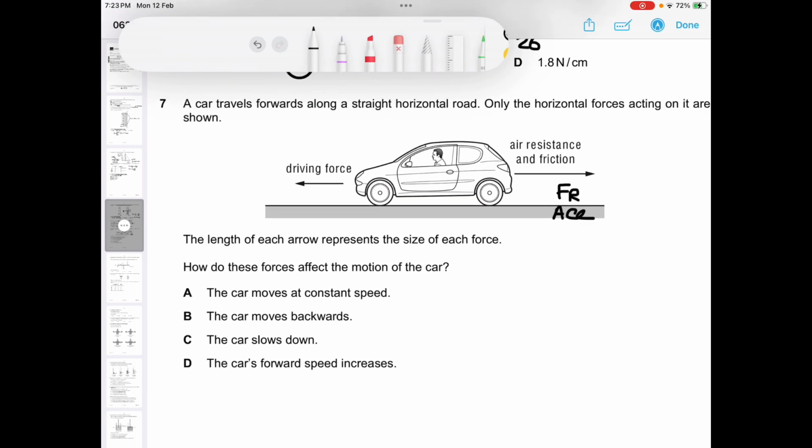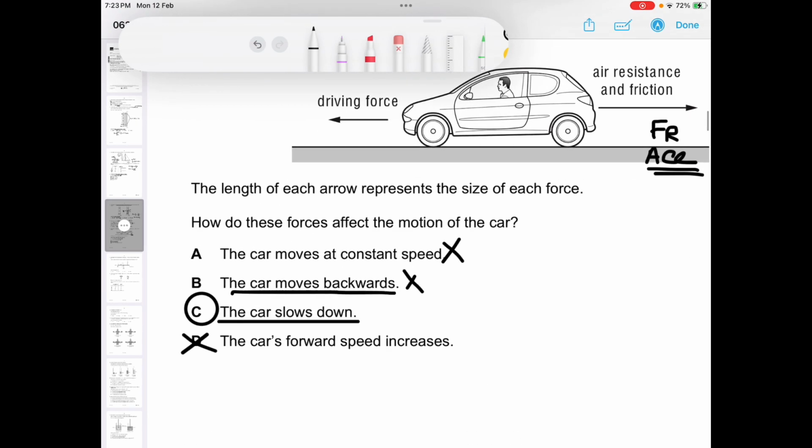How do these forces affect the motion of the car? The car moves at a constant speed. I don't think so. There is acceleration, but to the back. The car moves backwards, not necessarily. The car slows down. This is correct, as there is acceleration backwards. It's decelerating. The car's forward speed increases. How could the forward speed increase if the resultant force is backwards anyway? So the car slows down. The car does not move backwards, however.